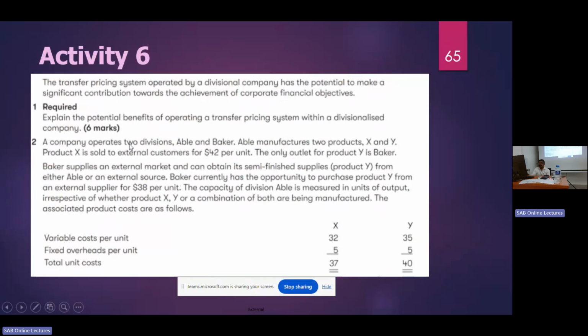Take part B. Company operates two divisions A and B. A manufactures two products X and Y. X is sold to external customers at 42 per unit. The only outlet for product Y is B.